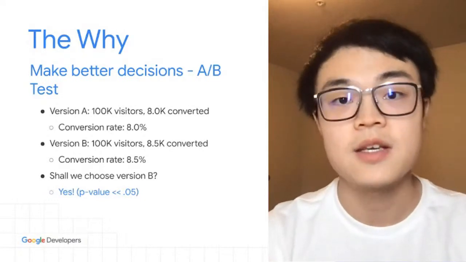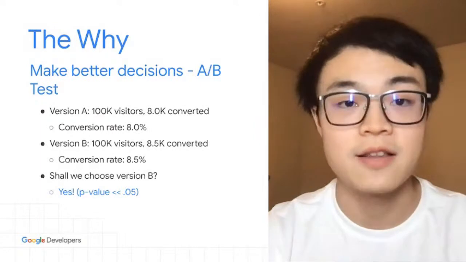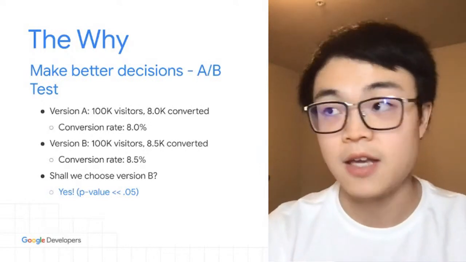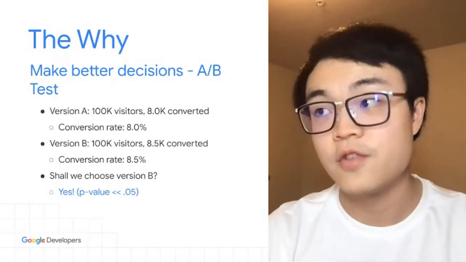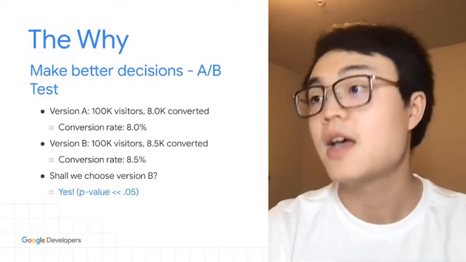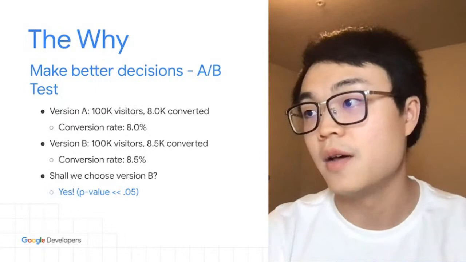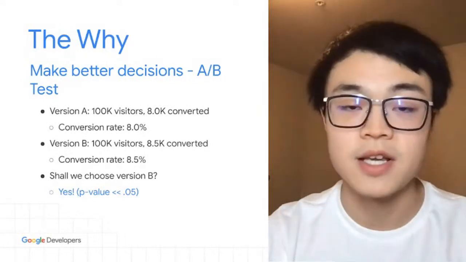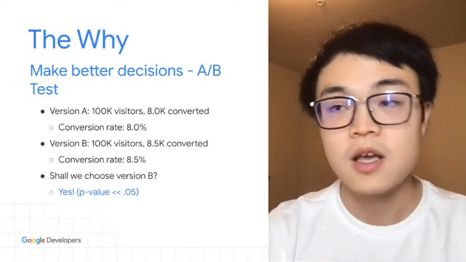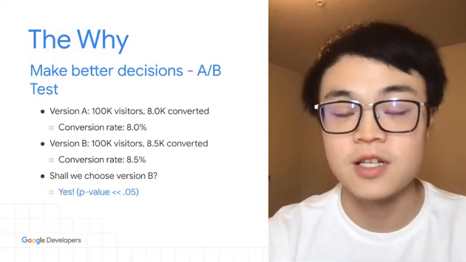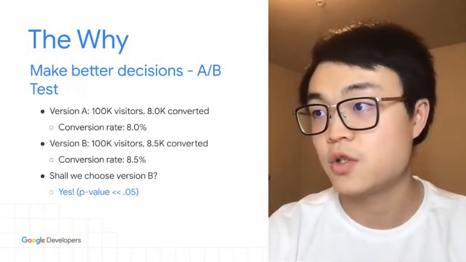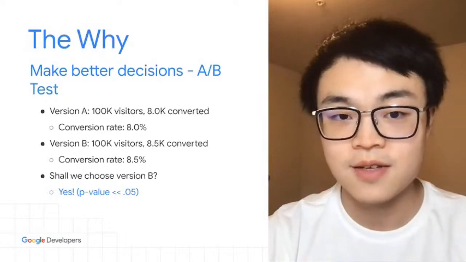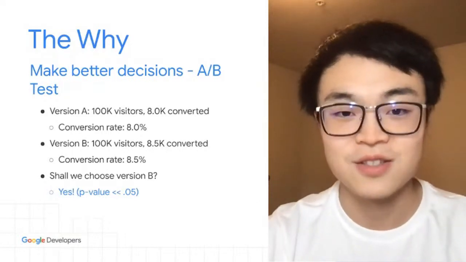So how are we going to do that? Let's do an A/B test, and then let's look at the data itself. So for version A, we got 100K visitors and 8K or 8,000 of them were converted. So the conversion rate will be 8%. And then for version B, we also get 100K visitors and 8.5K of them were converted. So the conversion rate is 8.5%. So here we're seeing like 0.5% increase. So can we switch to version B or choose version B? Although we've only seen 0.5% increase. Let's take 10 or 20 seconds to think about it.